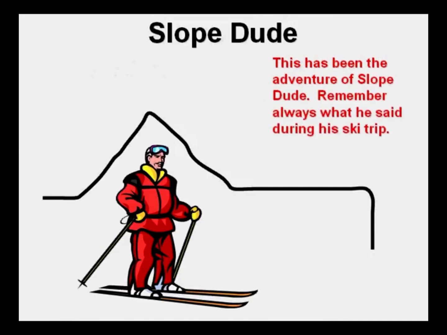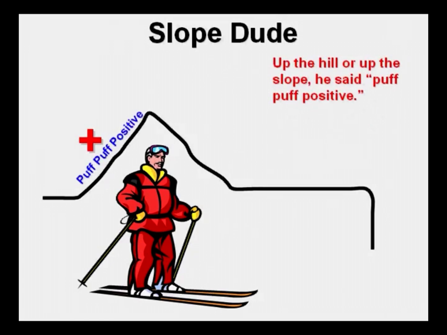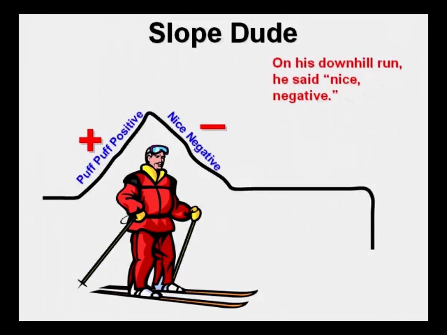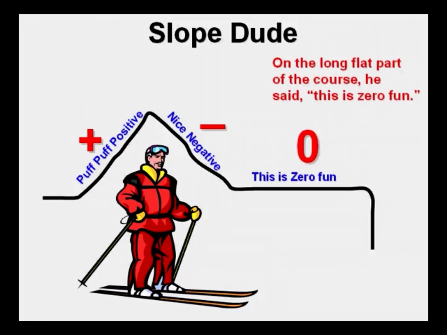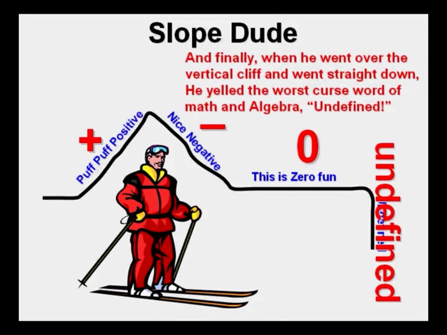This has been the Adventure of Slope Dude. Remember always what he said during his ski trip. Up the hill or up the slope, he said puff, puff, positive. On the downhill run, he said nice, negative. On the long flat part of the course, he said this is zero fun. And finally, when he went over the vertical cliff and went straight down, he yelled the worst curse word of math: algebra.